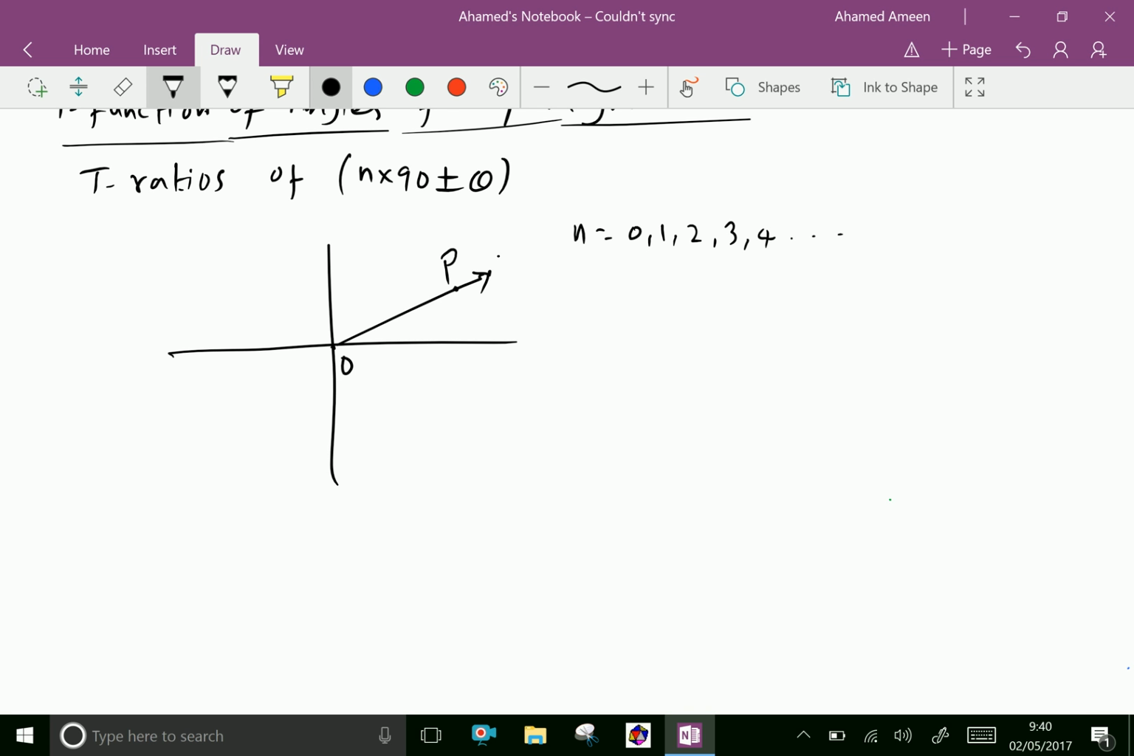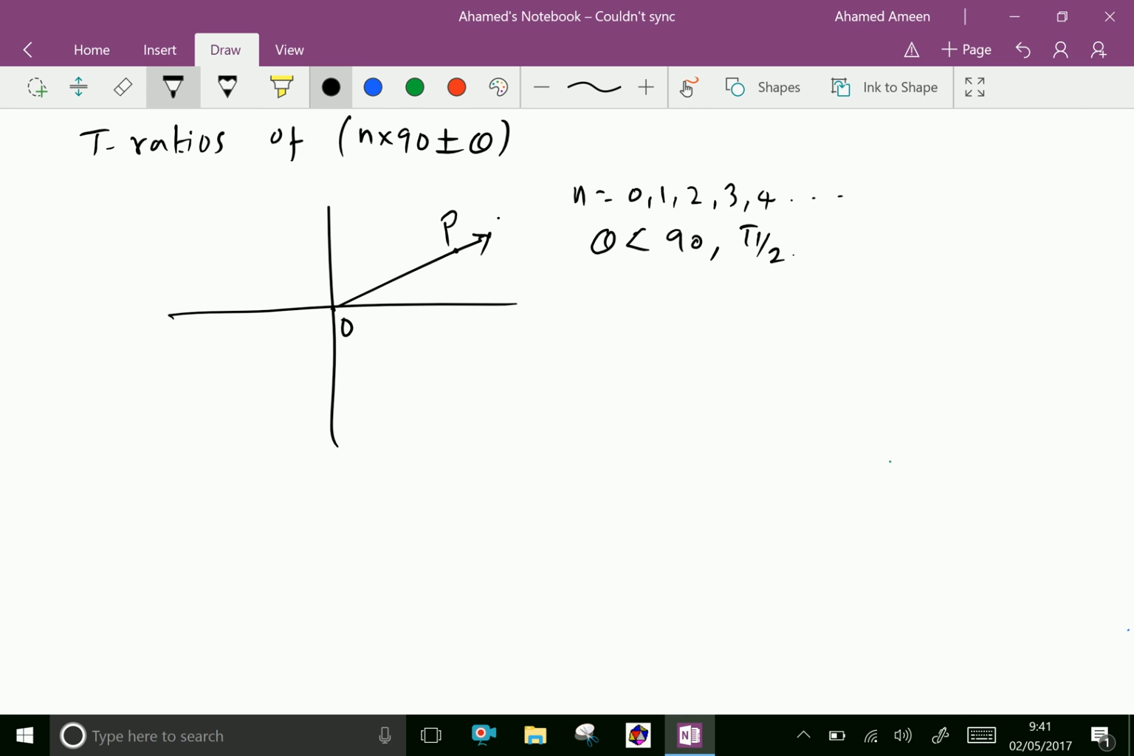Regarding these n values and theta values, we can understand where the revolving line OP exists, means first, second, third, or fourth quadrant. Then here theta is lesser than 90 degrees, means pi by 2. Now we can follow some steps to determine the exact value of the T ratio of the angle, in particular value of the theta.